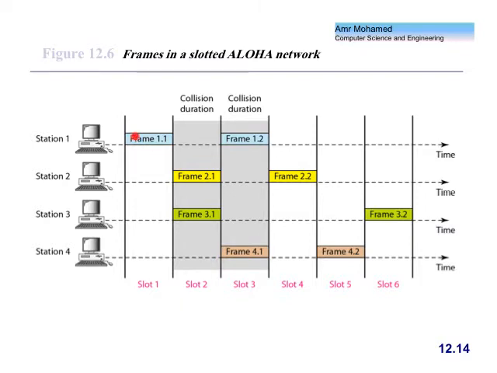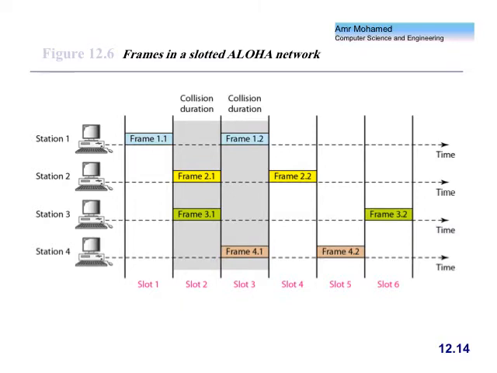So for pure ALOHA, any node that has a frame is allowed to send immediately. There's no restriction on when the node will send. In other words, there's no restriction on the car entering the roundabout. No restriction whatsoever. That's the main reason for increasing the possibility of collision, because of that high degree of freedom.